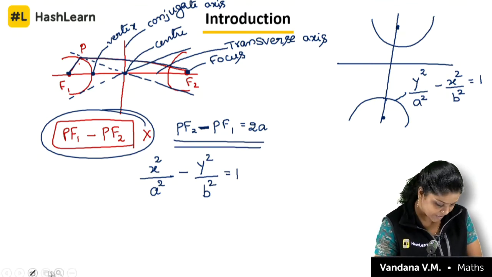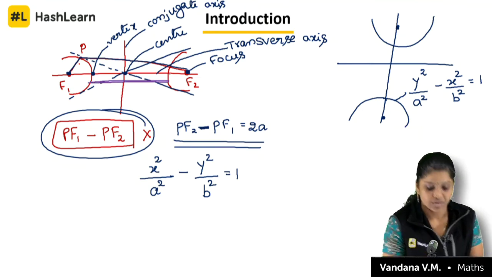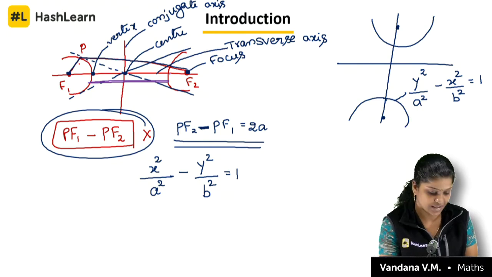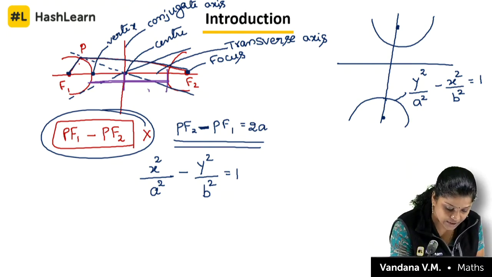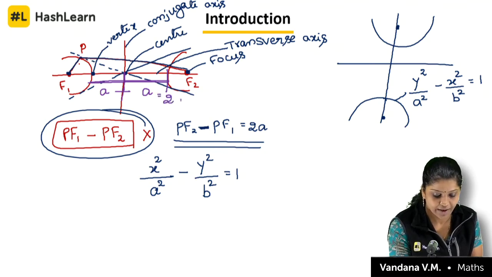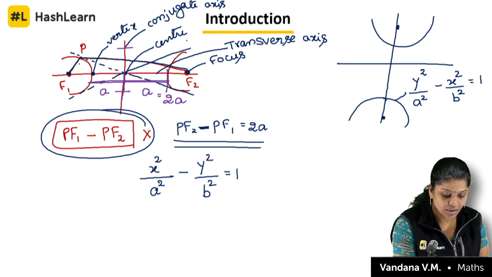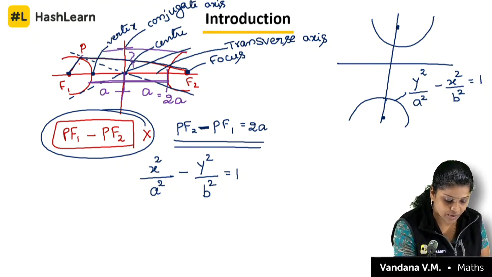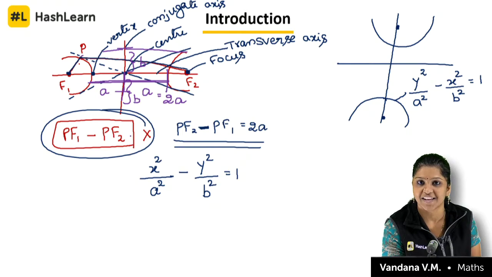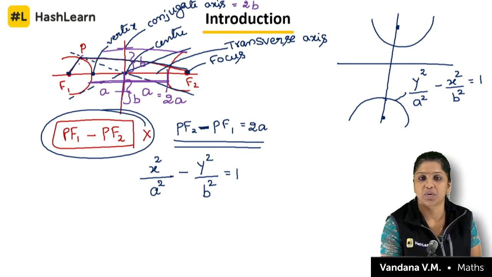Now from the diagram itself, you can easily make out the distance here to here. The length of the transverse axis from the center to here is a. That means here to here is also a. The total length will be a plus a, that is, the length of the transverse axis is 2a. Now the length of the conjugate axis: here to here it is b and here to here it is b. So the length of the conjugate axis is 2b.